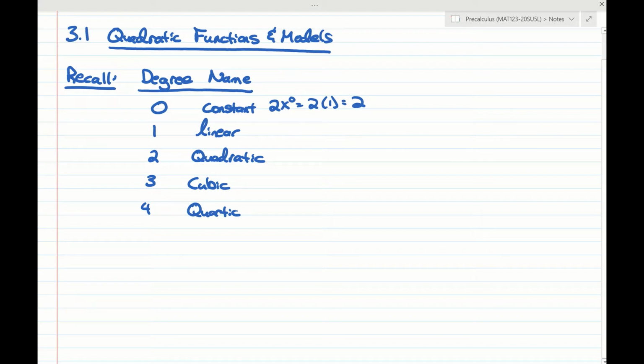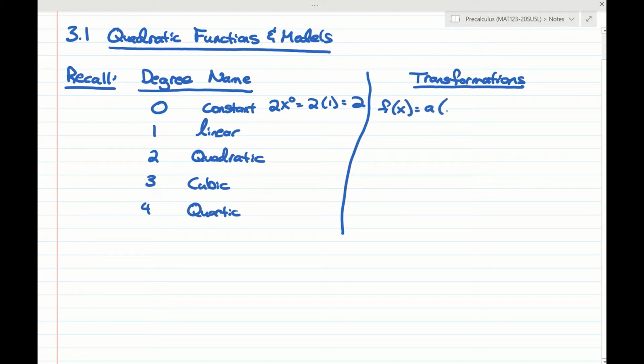The other thing that's important that we just remember for right now is transformations. We're going to be transforming a quadratic today. So in general, our equation is going to look something like this: f of x is equal to a times (bx plus c) squared plus d. So remember that d causes our graph to go up and down based on if it's positive or negative. C moves us left and right if it's positive or negative.